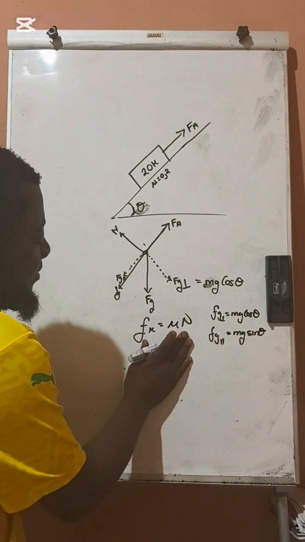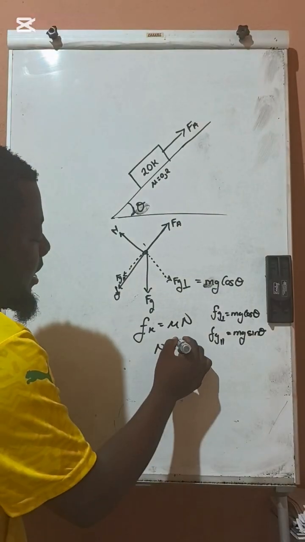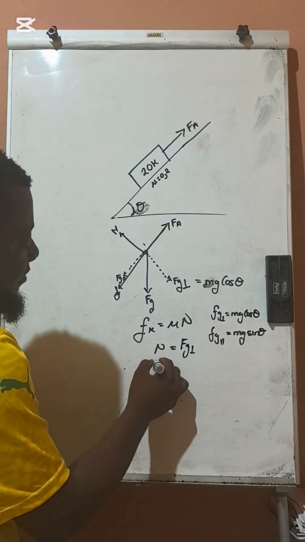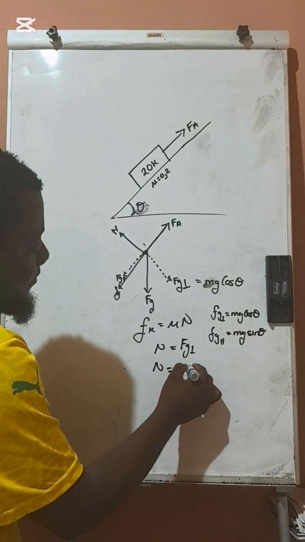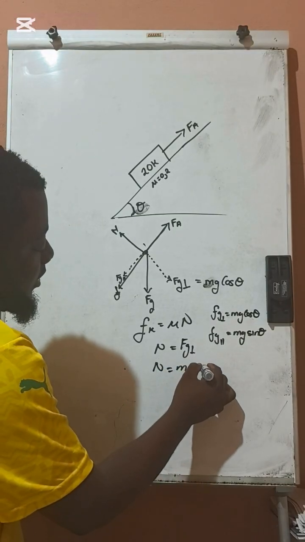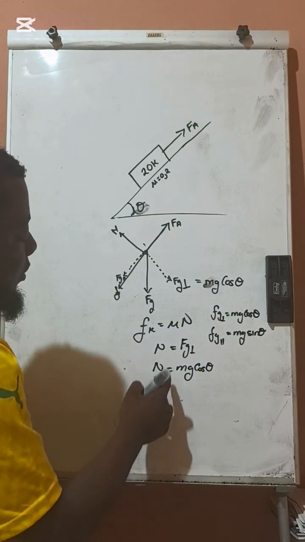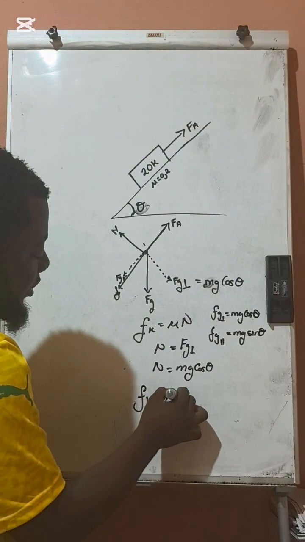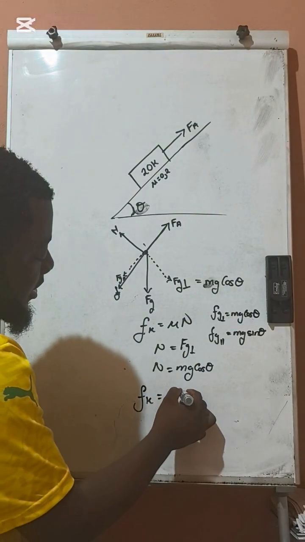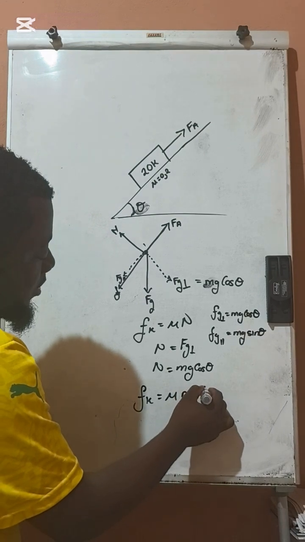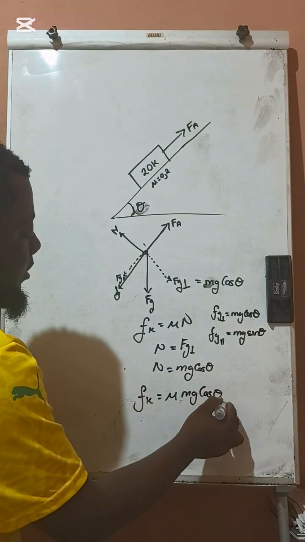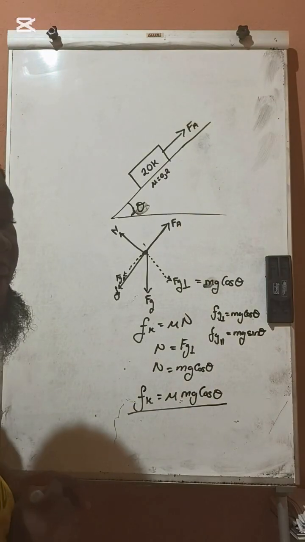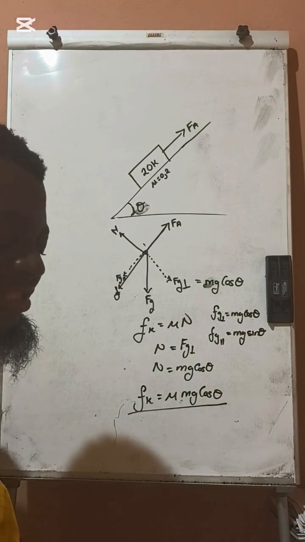So this one is going to be: normal force equals what? Normal force equals Fg perpendicular. Therefore, normal force equals mg cos of theta. When we back substitute here, it will give us Fk equals mu, where there is N, we are putting this mg cos of theta. That is it. That is the last scenario. Those are the questions that we are having.